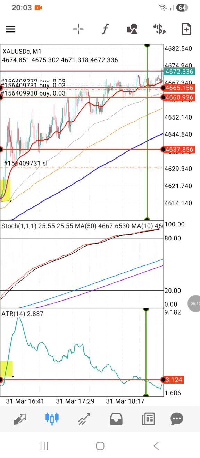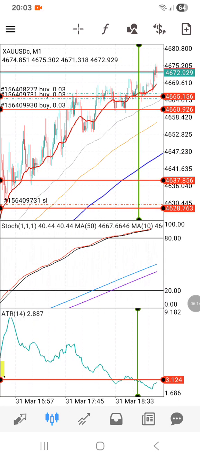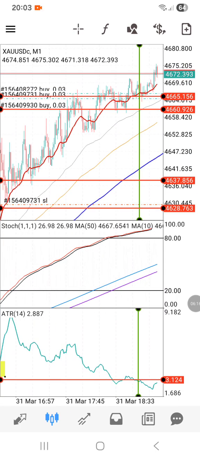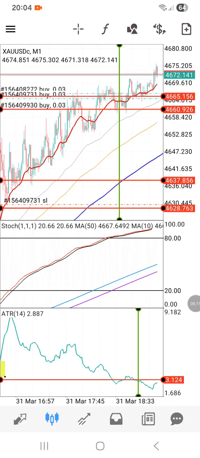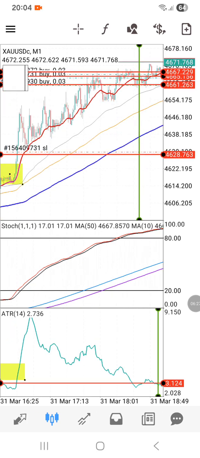Okay, but I think I placed my stop loss a bit lower. Maybe my stop loss was calculated on this lower entry if I added more positions. But that's basically how to calculate your stop loss.